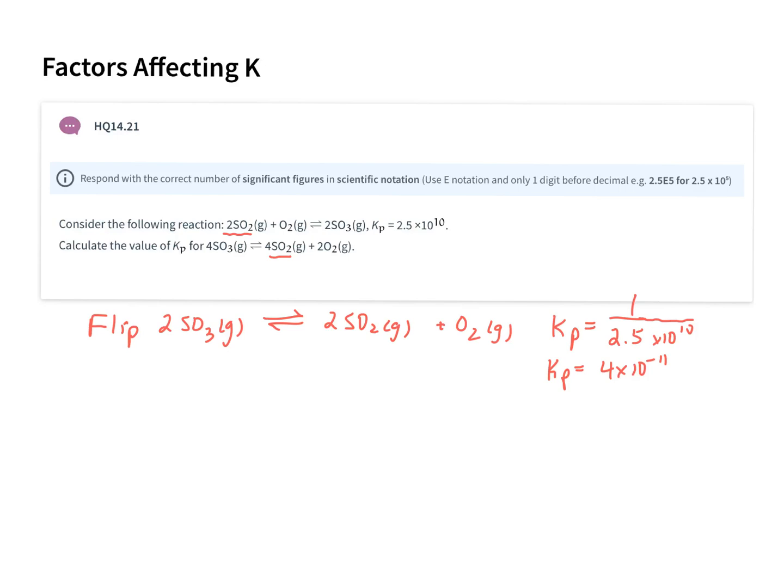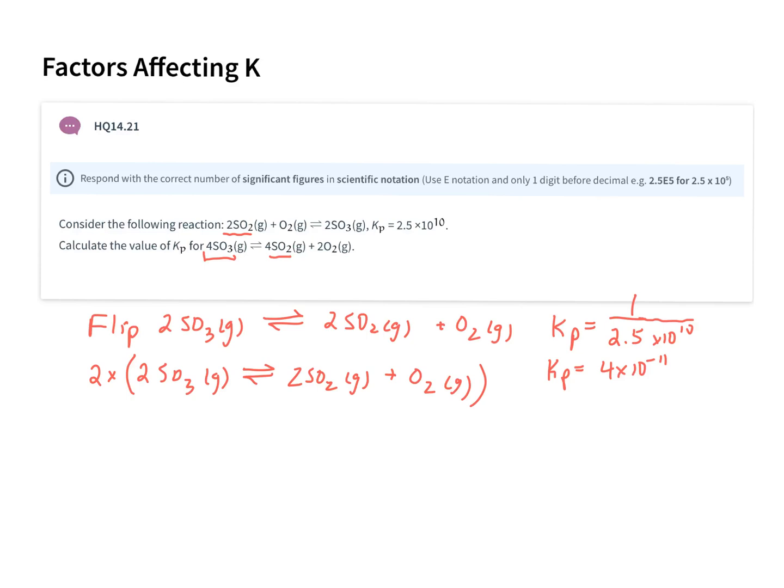Well, I've got one more step because the reaction I have isn't quite the reaction I'm looking for. I'm looking for twice the reaction. I want 4 molecules of sulfur trioxide, not 2. And so that means we need to multiply the whole reaction by 2. So twice the given reaction. And then we think about what that means for the value of Kp.